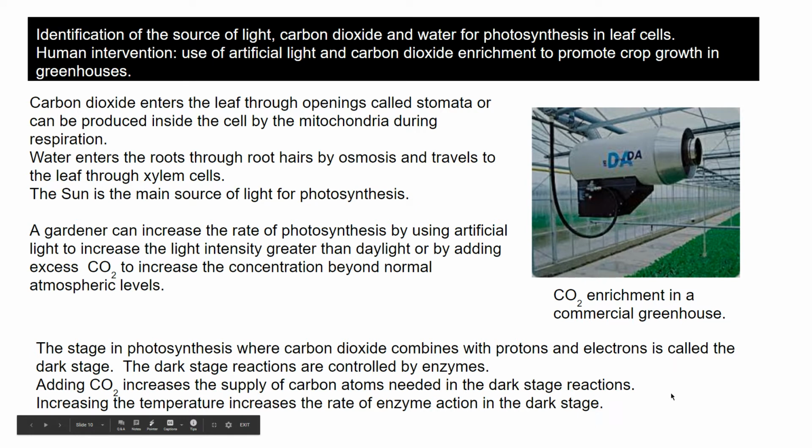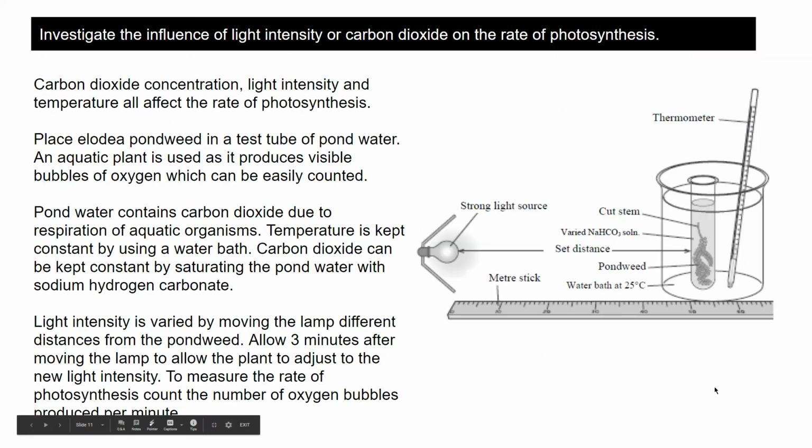We're mentioning that here because we have to know, why does adding more carbon dioxide increase the rate of photosynthesis? And why does making it brighter increase the rate of photosynthesis? Making it brighter will increase the number of energized electrons being released, and adding more carbon dioxide will increase the number of carbon atoms that are available in the dark stage to make glucose.